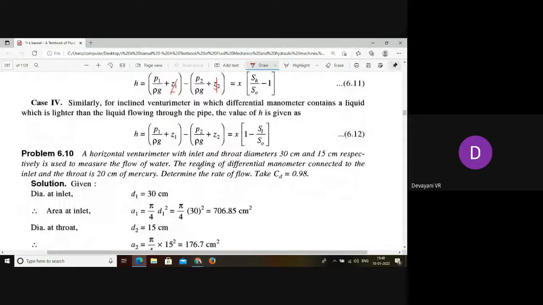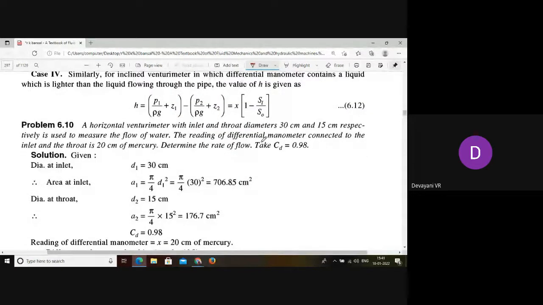Okay, so let's discuss a problem on the venturimeter, the horizontal venturimeter. I'm reading the problem, so listen to it carefully. The problem is a horizontal venturimeter with inlet and throat diameters 30 centimeters and 15 centimeters respectively, right? So what they have given, the horizontal venturimeter is used to measure the flow of water.